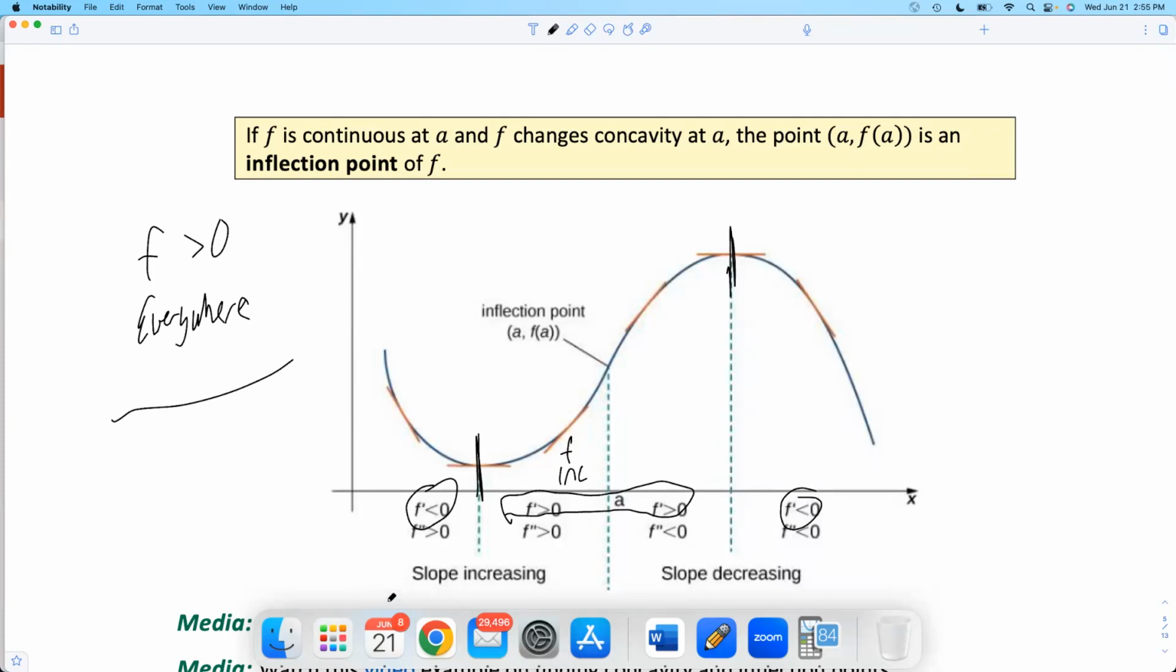We haven't talked about concavity yet. Now let's look at concavity. Look at this part of the graph right here. That looks like a bowl of cereal, right? You just got a bowl sitting there. That's called concave up.